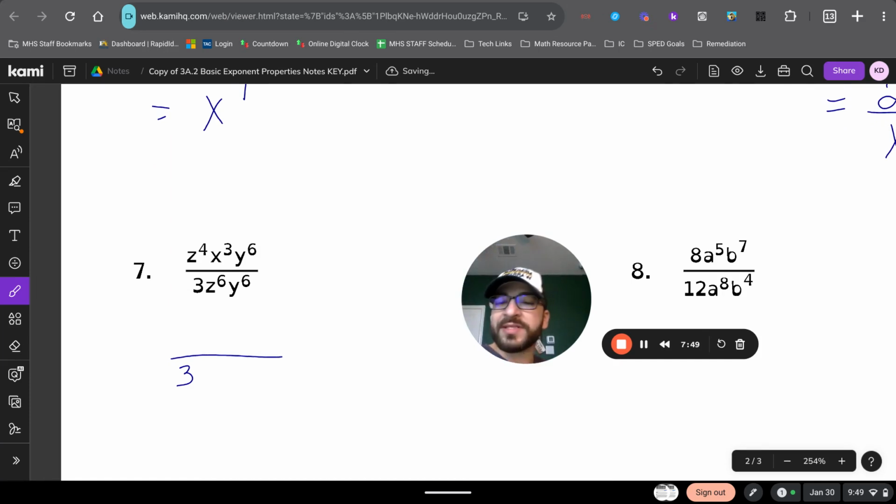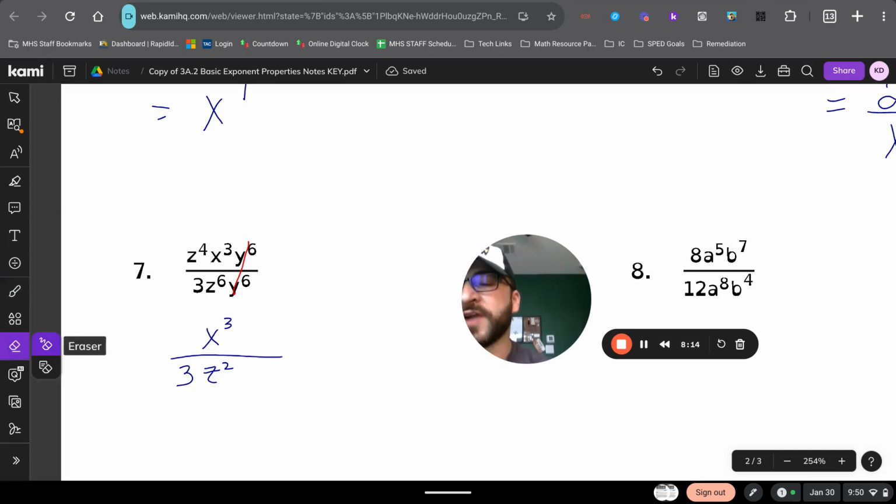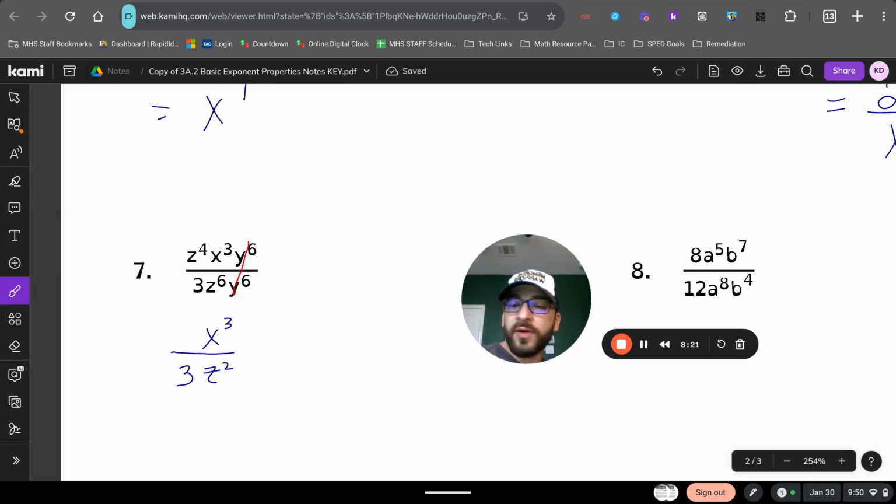Our z to the 4th and our z to the 6th, 4 minus 6 would be negative 2, so that 2 is going to stay down here in the bottom, so z squared. Then x cubed, I don't have anything to subtract it with, so it's going to stay up here in the top. And last but not least, y to the 6th over y to the 6th. That 6 and that 6 would cancel out, so I don't need to account for that extra variable because it's just going to cancel out right there. So I'd just be left with x to the 3rd over 3z squared.